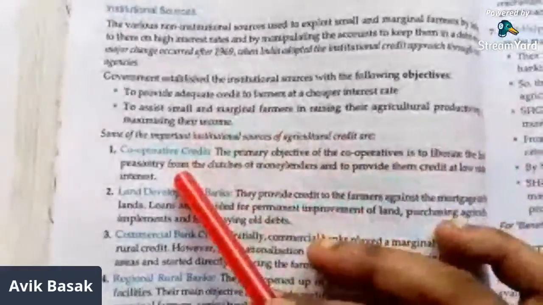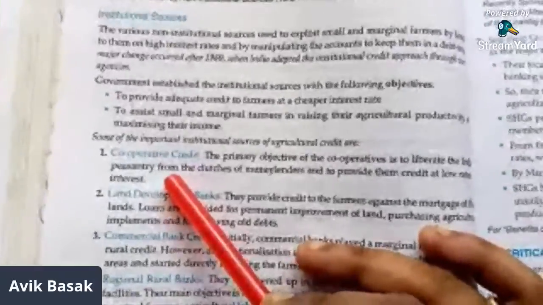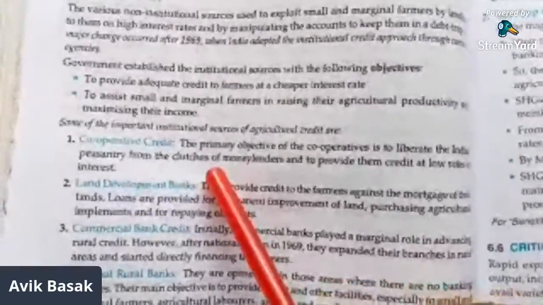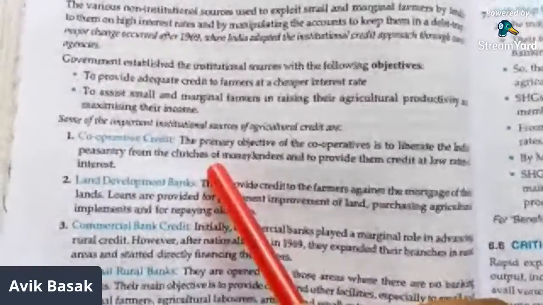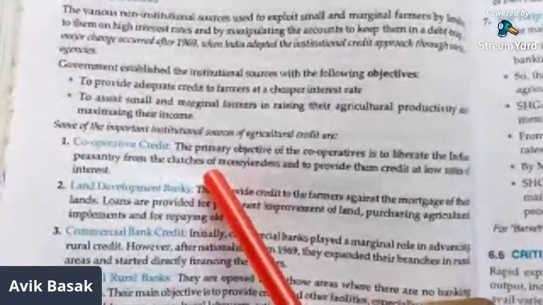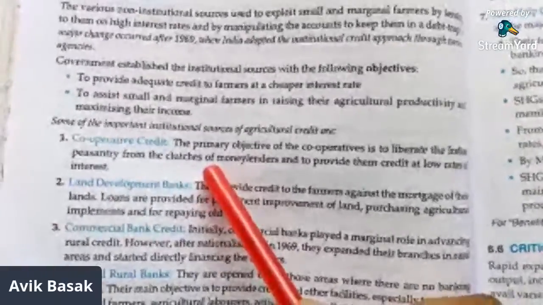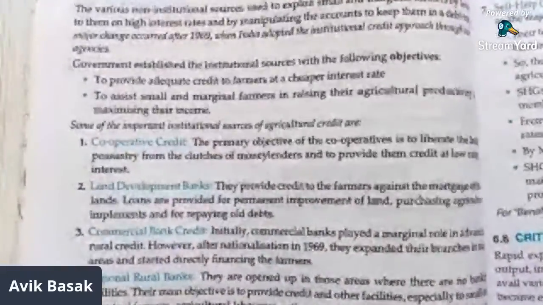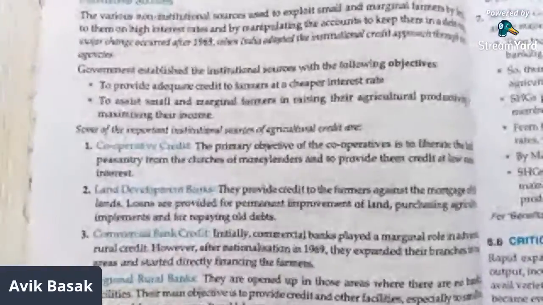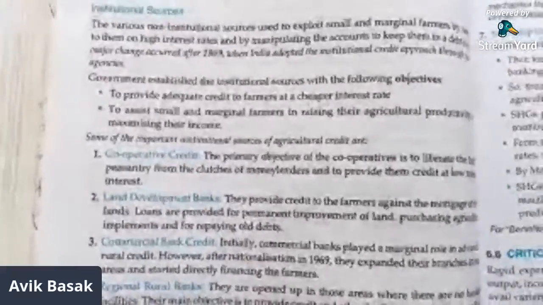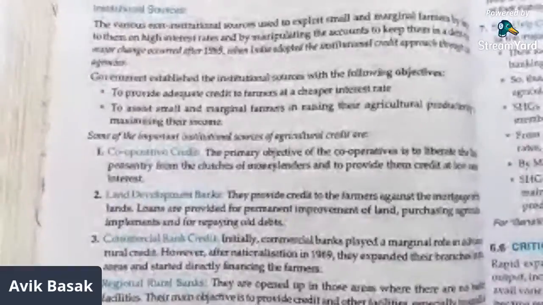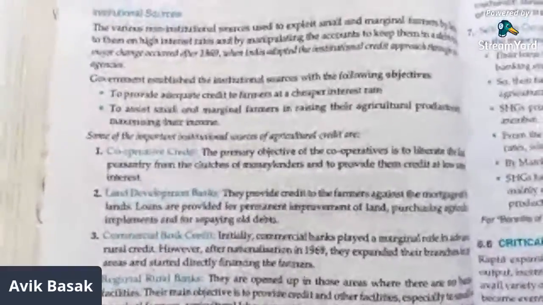Okay, so there are different types of institutional sources. What are those? Cooperative credit. What is this cooperative credit, students? Cooperative credit is nothing but a type of cooperative bank that will provide loans to the farmers. This cooperative credit will bring the farmers out of the clutches of the money lenders, those who have fallen into the grip of the money lenders, just bring them out from those money lenders.